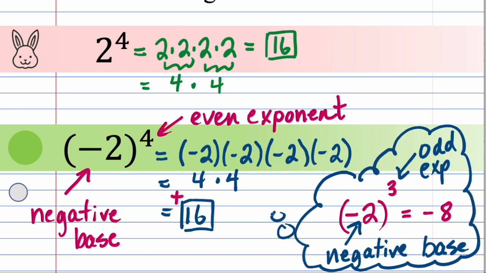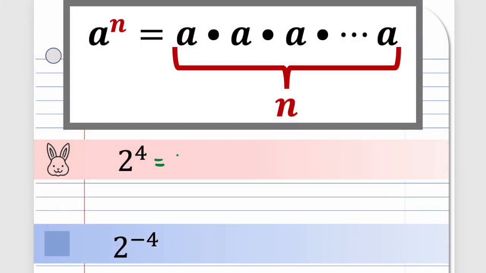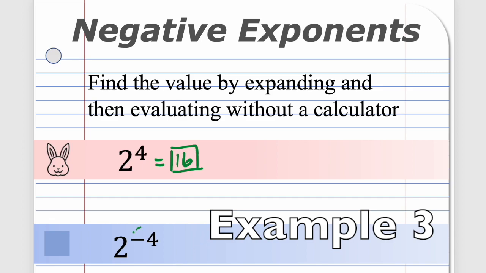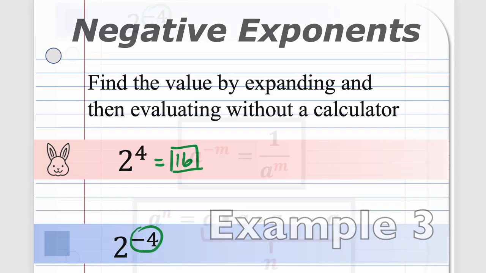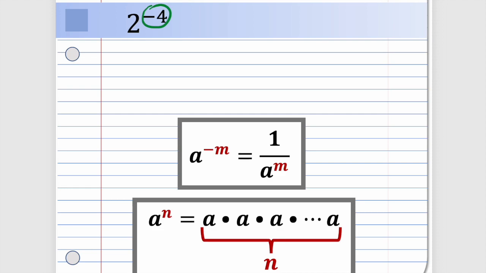So we'll draw a thinking bubble. We know that 2 to the 4 is 16. We showed that. Well, what would be 2 to the -4? We can't think of repeated multiplication here. We can't go right to here because we have a negative exponent. But we can use the negative exponent law to help us out here.